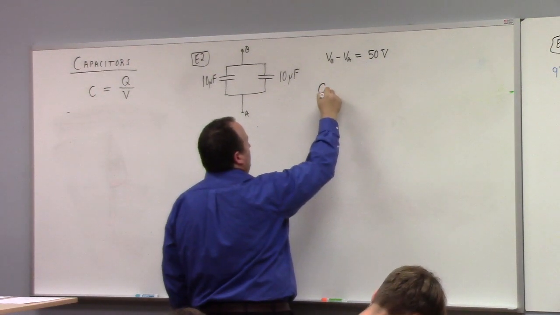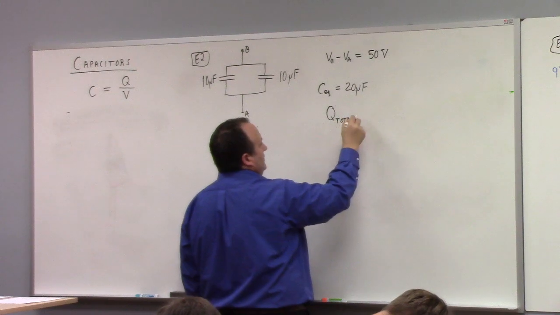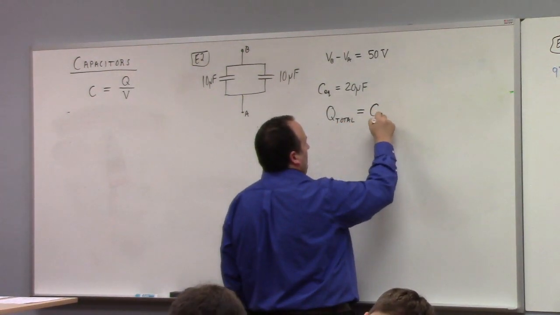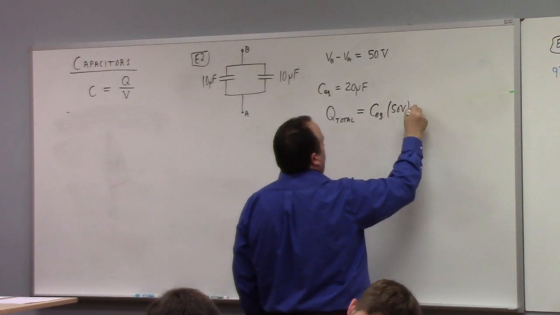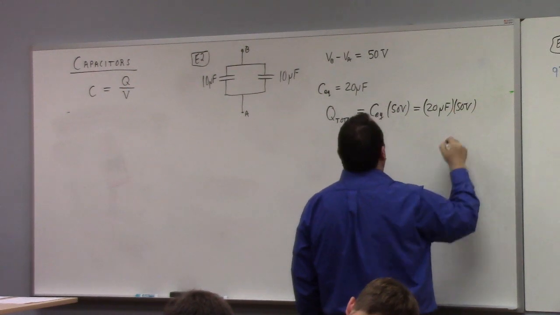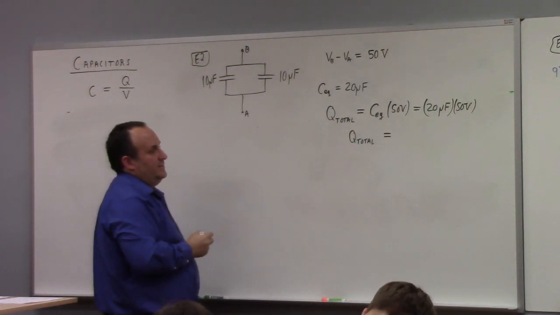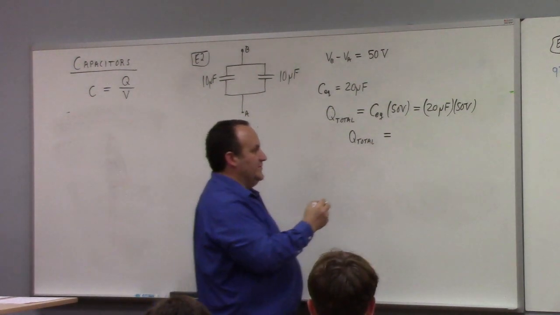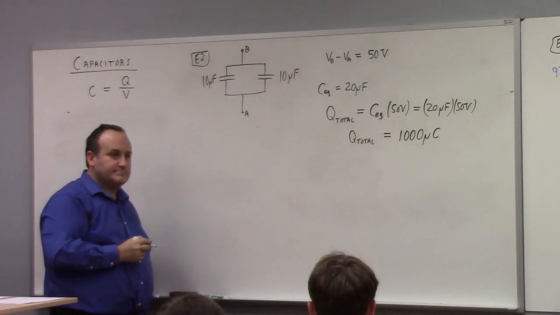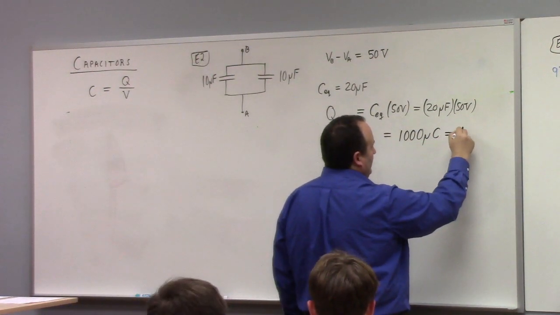So the equivalent capacitance is 20 microfarads. And so the total charge, it would be what? To get the total charge, I do the equivalent capacitance times the voltage, which would be 20 microfarads times 50 volts. What you got there? Q total of 1,000 microcoulombs, which we will not write as 1,000 microcoulombs, right? What will we write that as? What is 1,000 micro? A milli, right. This is 1 millicoulomb.